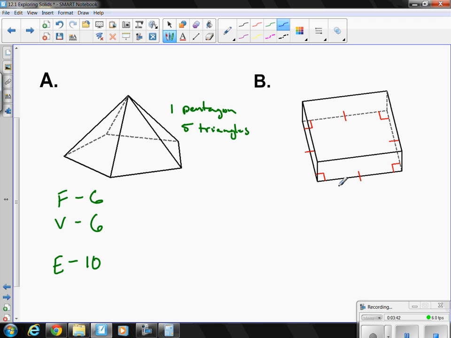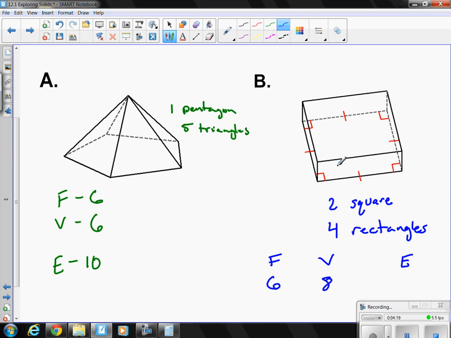Over here on this polygon we have 2 square bases and 4 rectangles. So if we do faces, vertices, and edges over here, so 2 squares plus 4 rectangles, that's a total of 6 faces. Vertices, there's going to be 4 corners on the bottom, and then they meet in 4 corners on top, so that's a total of 8.